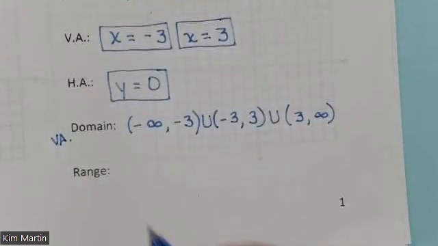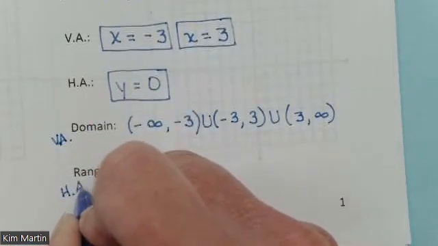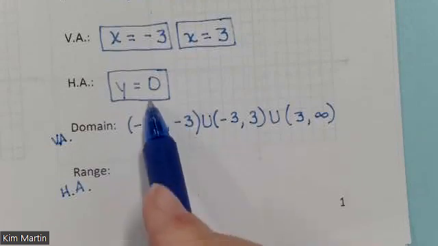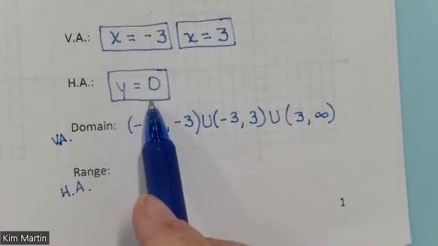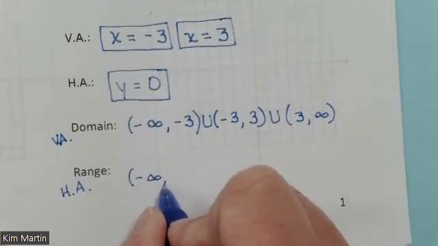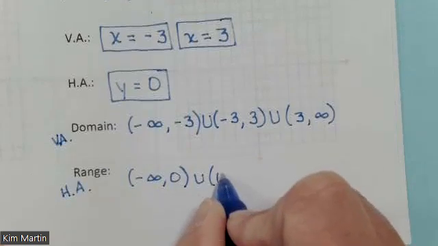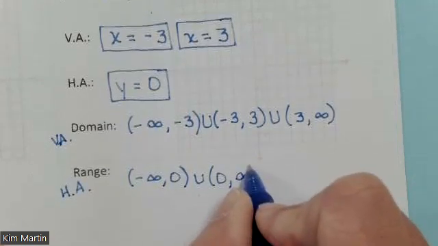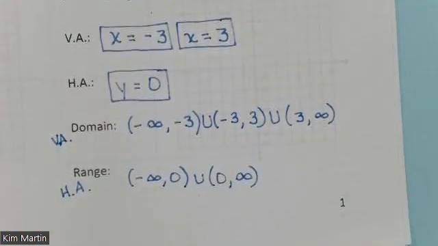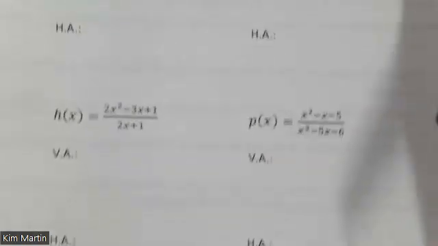The range comes from the horizontal asymptote. It can be any number but 0. So again, parenthesis, -infinity to 0, parenthesis, union, and then parenthesis, 0 to infinity. Okay. Now, we are going to go to the next page.